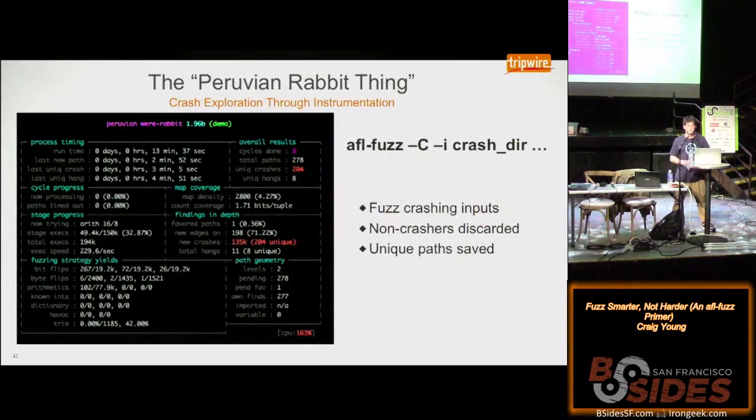Sometimes, though, you're going to want to explore a crash a little bit more. So AFL actually has a mode that you can invoke through the dash big C option, which is going to make it so that you're fuzzing and you're looking for unique crashes and you're discarding anything that's not resulting in a crash. The idea here is that you might be able to start to see whether or not you have control of different registers and get an idea of what this crash is all about.